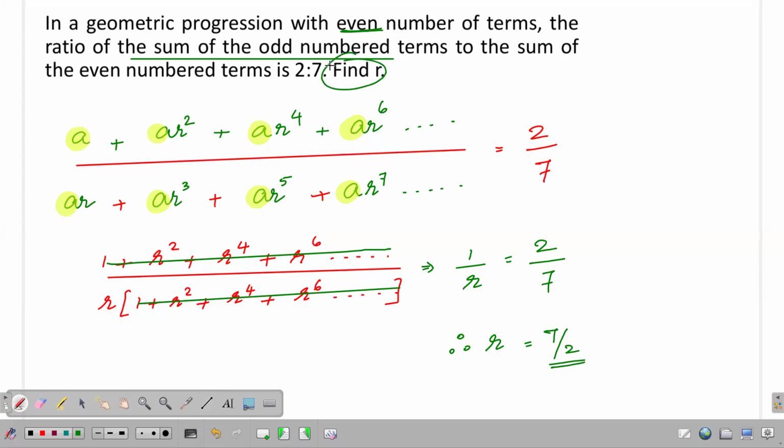You are asked to find what is the value for r. I am getting the value for r here as 7 upon 2. Okay. So that brings conclusion to the 14th question in the lot.